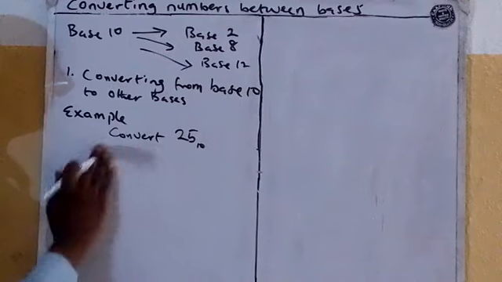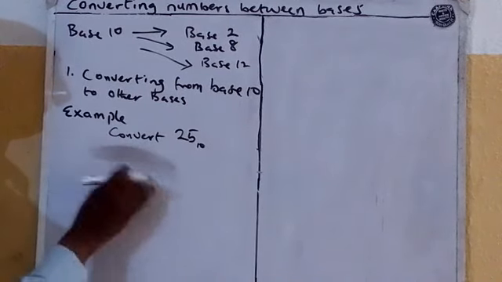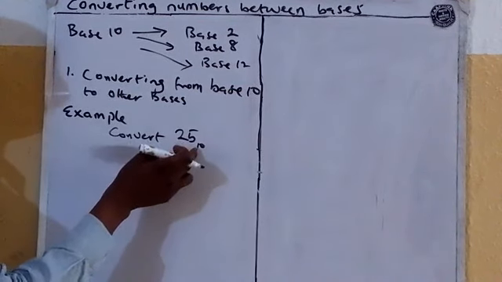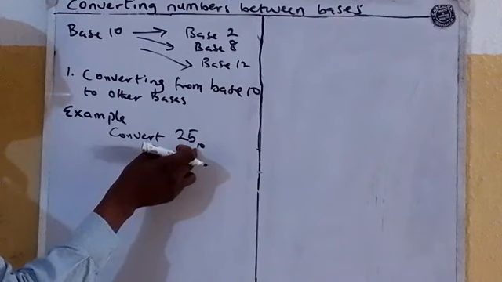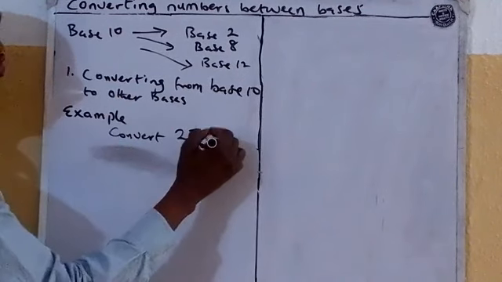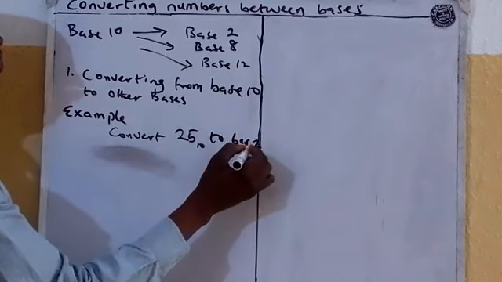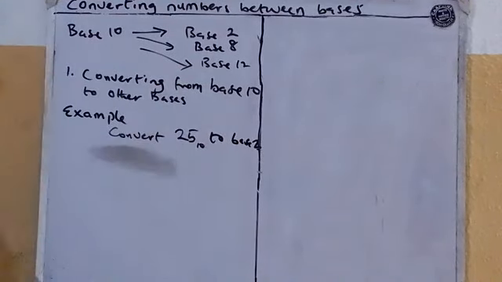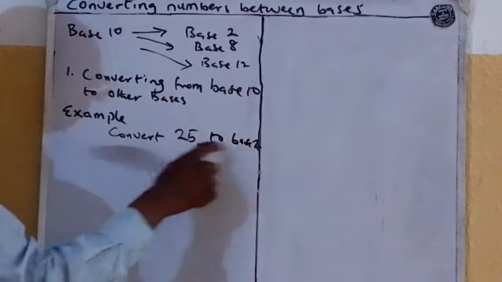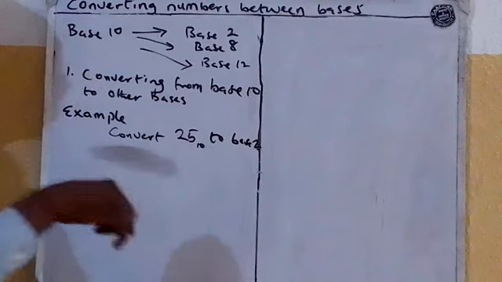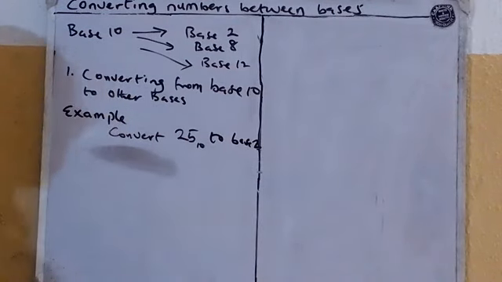But in mathematical discussions and expressions, if you want to denote numbers, you put the subscript denoting the number. So if they say convert 25 base 10 to base 2, what we are dealing with now is converting from base 10 to other bases. Like I said, you do a continuous division of 25 by 2, the base 2 you are going to, until you get to 0. Then you aggregate the remainders.